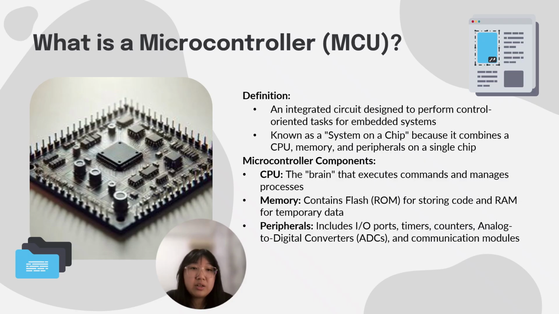So first, it has a CPU, which runs the program, just like in the microprocessor. And next is the flash memory, which stores the code permanently. And the RAM stores the temporary data. And the last one is the peripherals, including things like input and output pins, ADC converters, timers, counters, and communication modules like SPI, UART, and I2C.